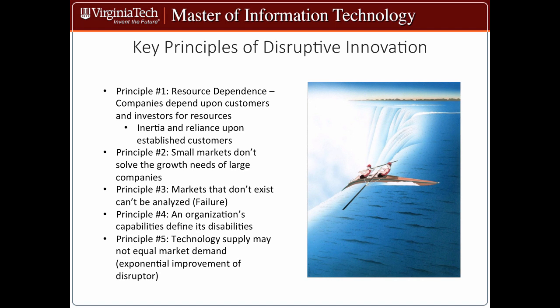The second principle we'll talk about is that small markets don't solve the growth needs of large companies. This is also why these large companies, these incumbents, miss disruptive innovations happening at the fringe, because each of these fringe markets is oftentimes very small and it doesn't do anything for the large company. It's not a big enough opportunity. And so they may be aware of those customers starting to peel off and purchase a new product, but it's a small market, it's at the fringe.